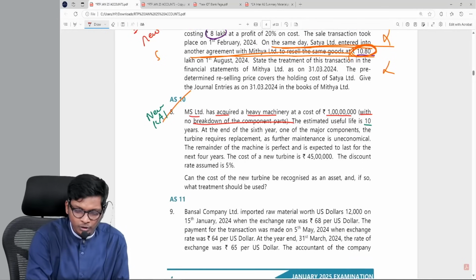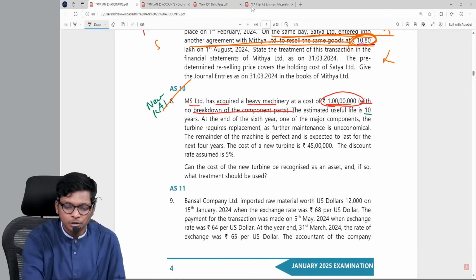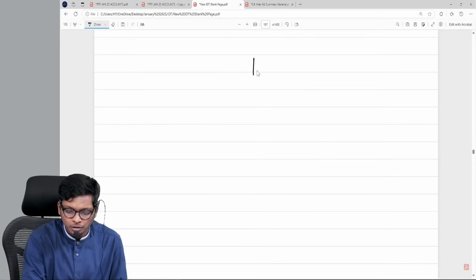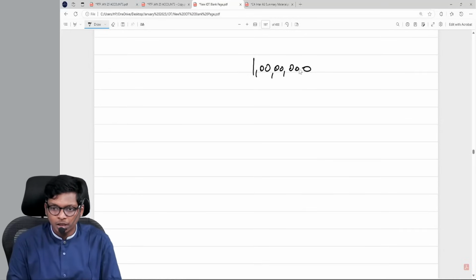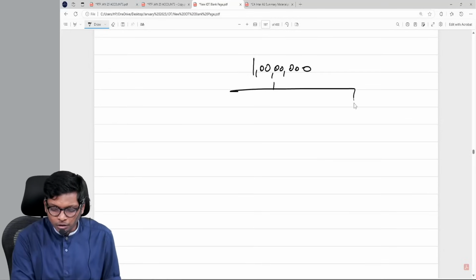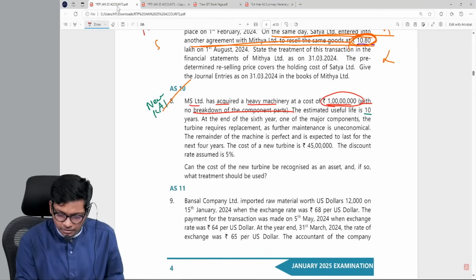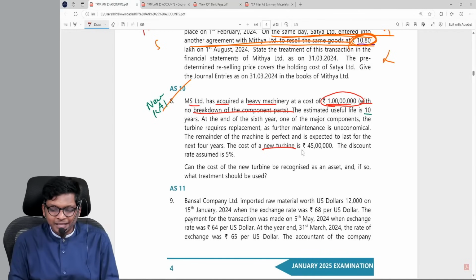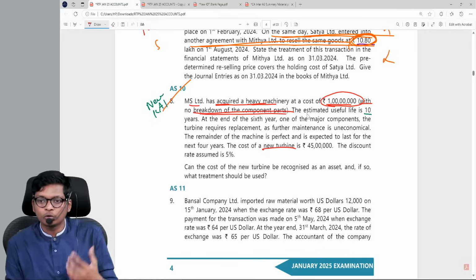Now in this question, what is being asked? The problem is this 1 crore asset breakup is not given. No component parts. So what is happening? 1 crore worth of asset is there. One component of that is the turbine. New turbine. How much is this turbine? See, heavy machinery with no component breakup. Turbine part, I don't know.